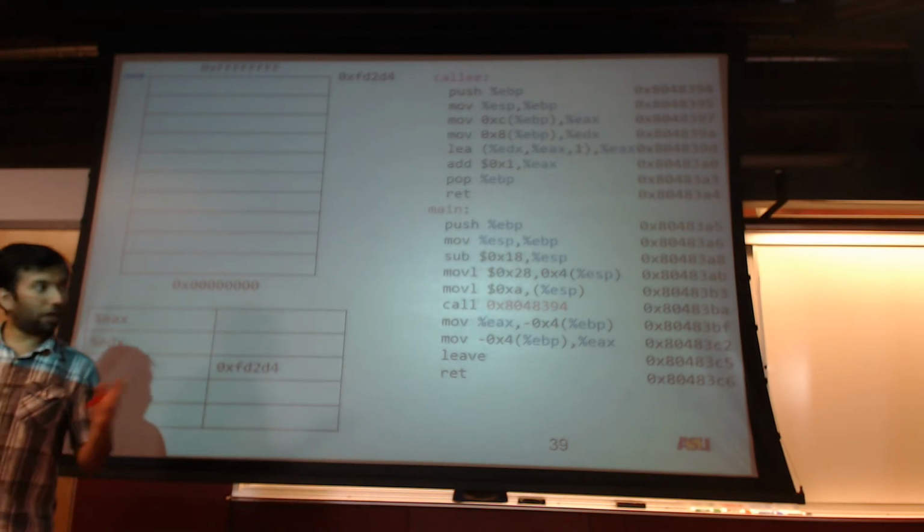Now let's assume that the current stack pointer is FD2D4. If we assume that, then this stack pointer has to be greater than the frame pointer. Why? Because the previous program might have done something to the stack. If it didn't do anything to the stack, then at best the stack pointer will be equal to the frame pointer. At best. It cannot be less than the frame pointer.